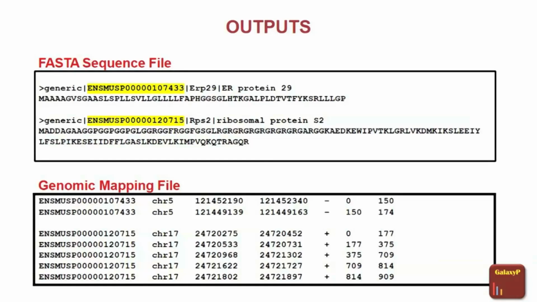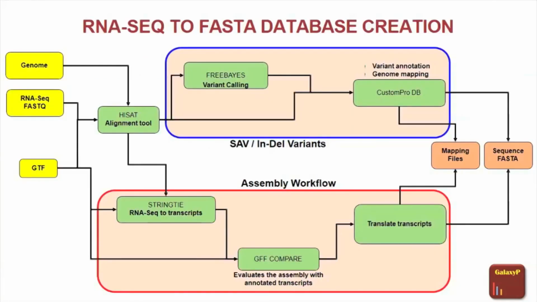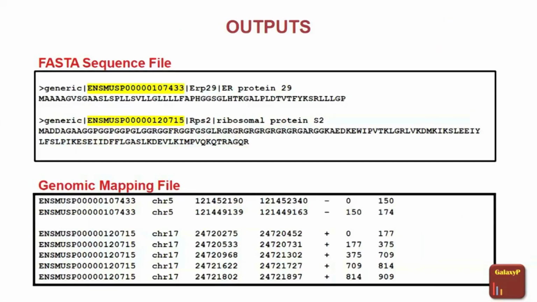So, both of these workflows, this one as well as this one, generate a protein sequence FASTA file as well as a mapping file. So, this is a protein sequence FASTA file. As you can see, there is the Ensembl identifier here along with the name of the protein, if the function is known, and this is another one.